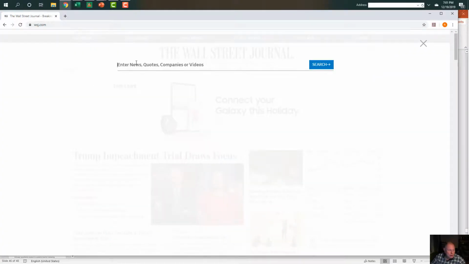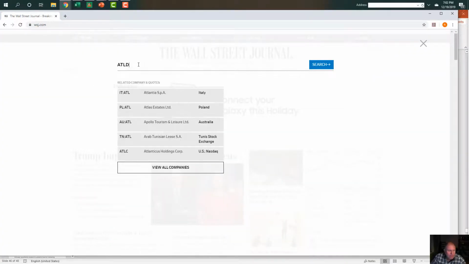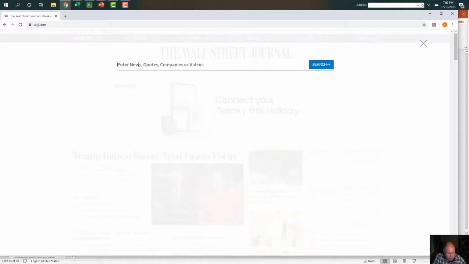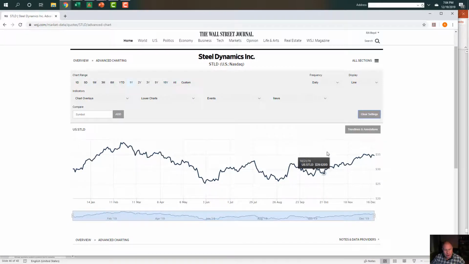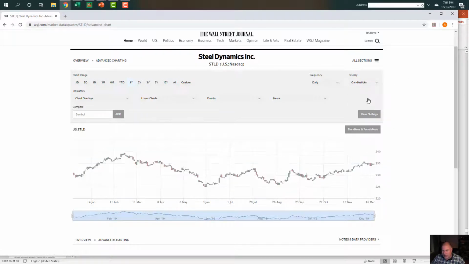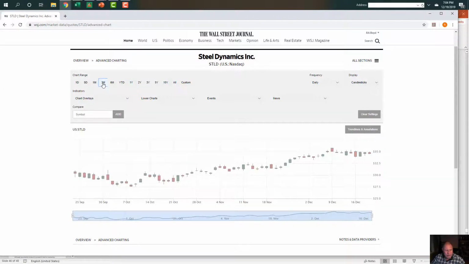Search, and I'm just going to put in STLD, mainly because that's the one I've been working on. Any symbol will do. We'll look at a couple. There's Steel Dynamics. When we come to the chart, we see that it is a line graph. So the first thing we're going to do is change it to candlesticks. And let's just make this 3 months so we can see a little better.